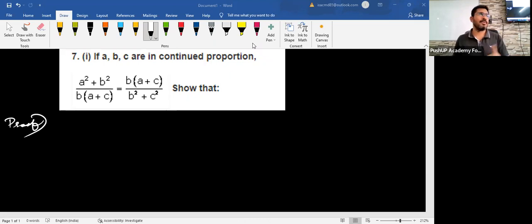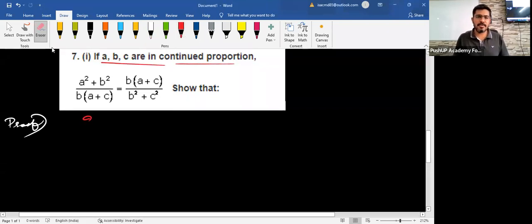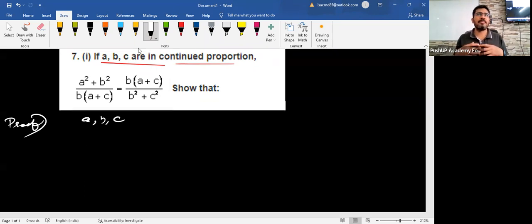Albina? Teju? No. Fine. Children, always remember whenever a sum based on continuous proportion is asked, they will most probably ask with only 3 terms. Okay, but there are times when they ask you continuous proportion based sums with the help of 4 terms. That is very rare. Usually with only 3 terms. Okay, so in this particular situation, they are asking us to solve or prove a particular identity which is based on 3 numbers. The first is A, second is B, and the third one is C.